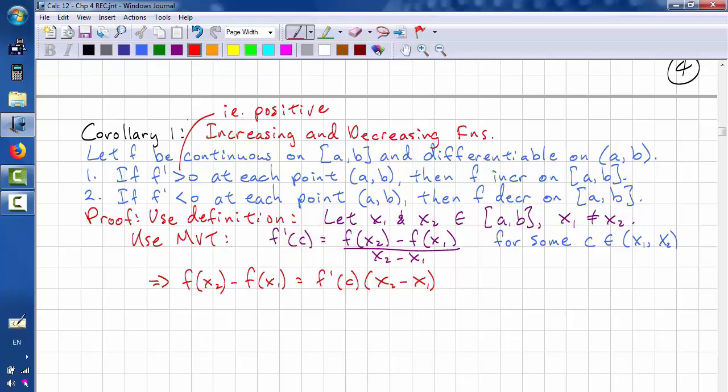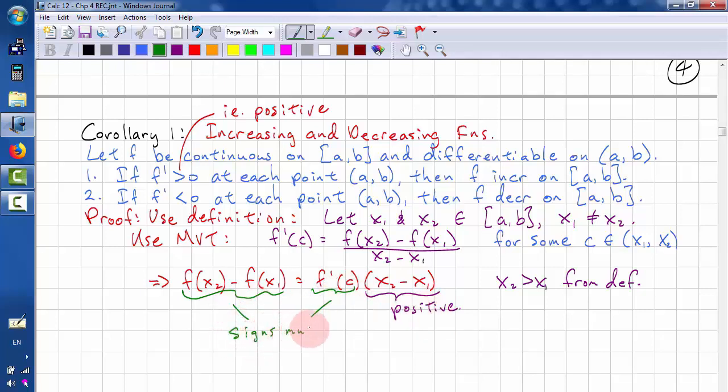And what we want to note now is we know this is positive. x2 is greater than x1. That's from our definition. Now, what we need to note is we have two factors here. This is one factor. This is another factor. And because this is positive, the signs must match. So if this is positive, then this must be positive. If this is negative, this must be negative, because a positive times a positive is positive. A negative times a positive is negative.